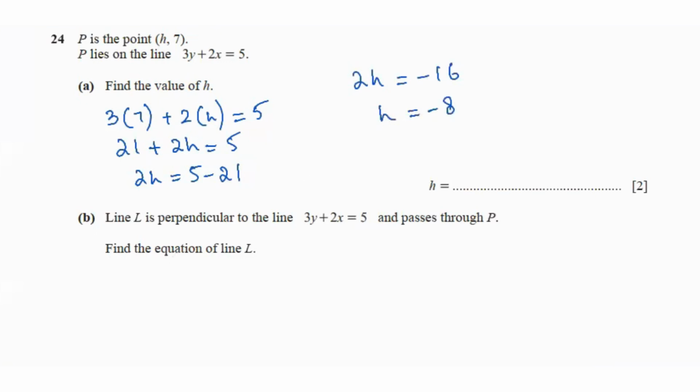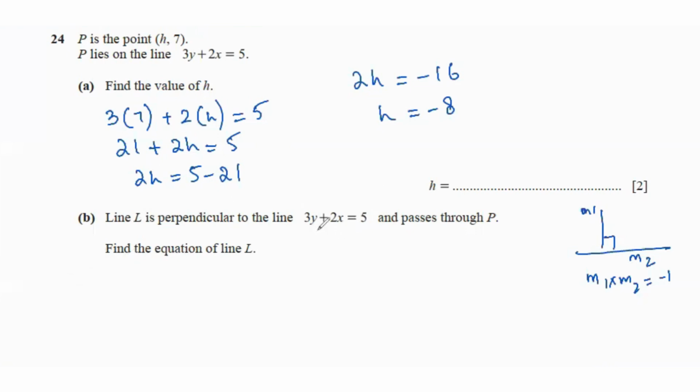Then it says line L is perpendicular to the line 3y plus 2x equals 5 and passes through P. Find the equation of the line L. So if it's perpendicular, first what we do is we figure out its gradient. Whenever two lines are perpendicular, the product of the gradients equals negative 1. So what we do right now is we first find the gradient of the line on which P lies, not P itself.